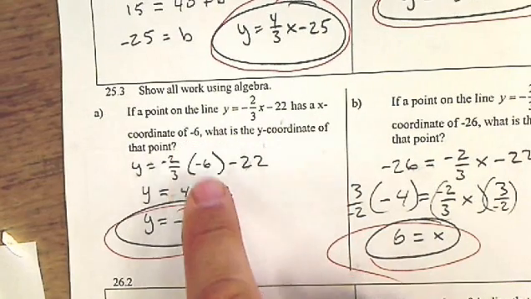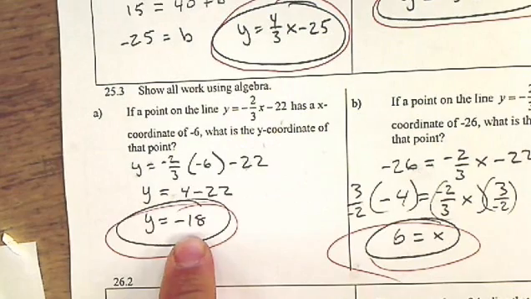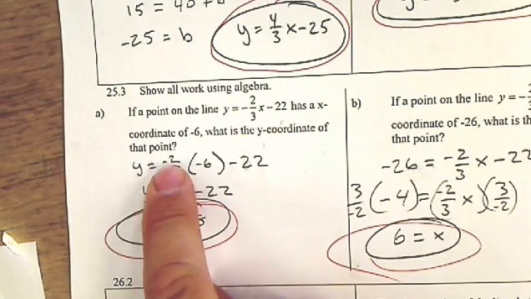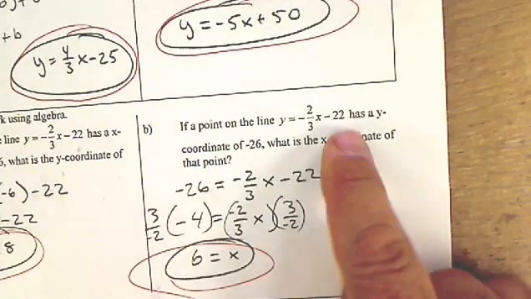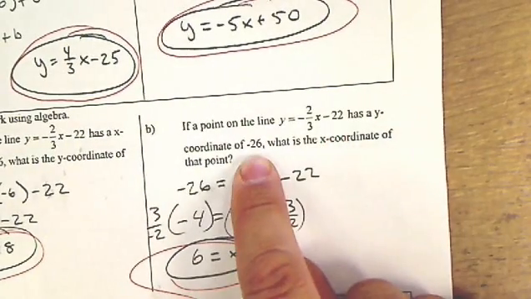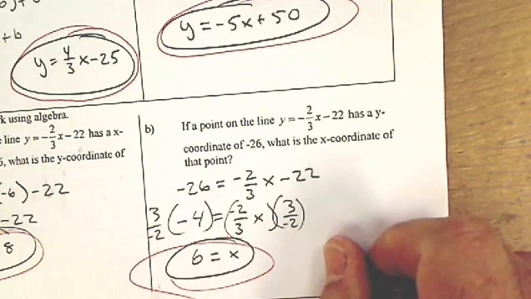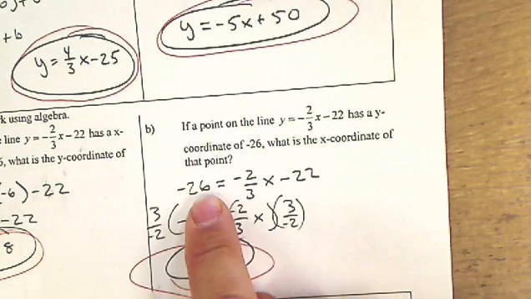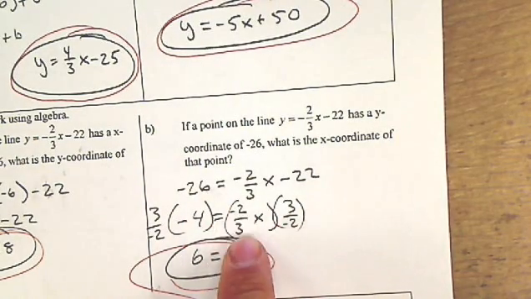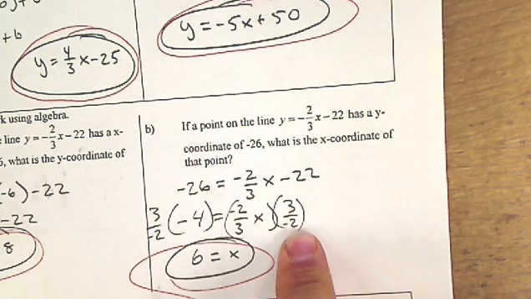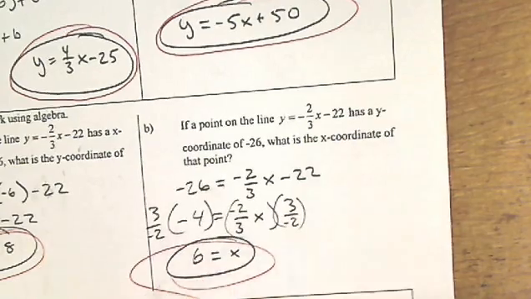The x is -6. Plug it in for the x. Solve for y. Multiplication over division. 12 divided by 3 is 4. Y is -26. Plug it in for y. Solve. Add 22 to both sides. Multiply by the reciprocal. This is -2 over 3. So it's 3 over -2. -12 divided by -2 is 6.